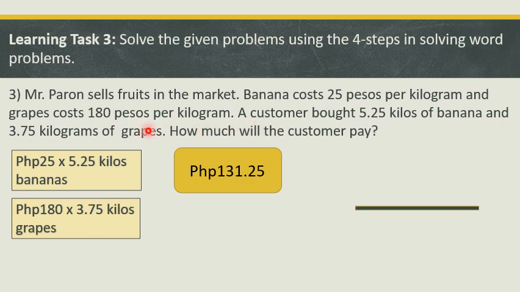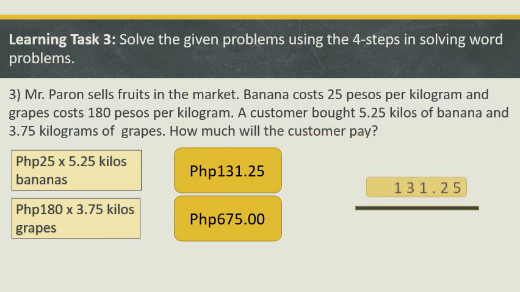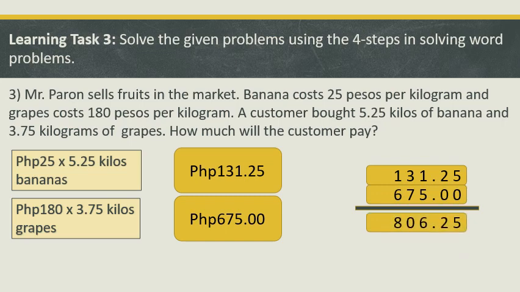Ngayon, bumili rin yung customer ng 3.75 kilograms of grapes. Ang isang kilo ng grapes ay nagkakahalaga ng 180 pesos. So, i-multiply din natin yan. Ito. So, ang makukuha natin is 675 pesos. So, magkano daw lahat yung binayaran ng customer? So, ipag-add po natin yan and ang makukuha natin is 806 pesos and 25 centavos.